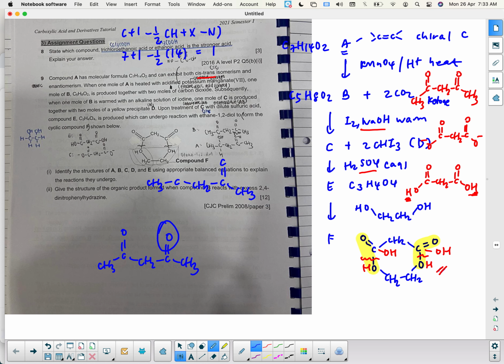Ketone here, and this one also is a ketone. Both are ketone. Okay, but there's only one C=C double bond. So this part here, at first, didn't have a C=C double bond. This part cannot be a C=C double bond. So what is a ketone? What gets oxidized to a ketone?